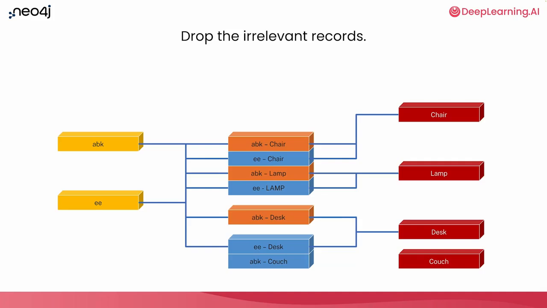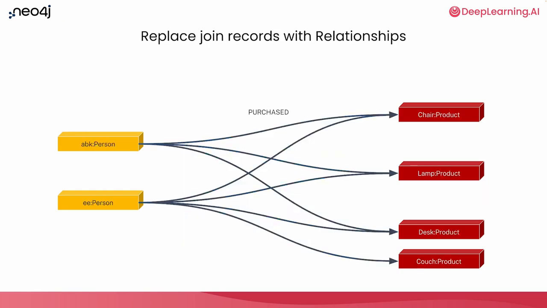The first step is to just drop all the records that don't matter. All those gray records that weren't part of the original query, let's put those aside for the moment and focus on the records that are part of the data set so far that matters for this query about recommending something to ABK. Get rid of all the join table records in the middle, turn those into arrows connecting ABK directly over to the products that he's purchased, and the same thing for EE over to the products that they have purchased.